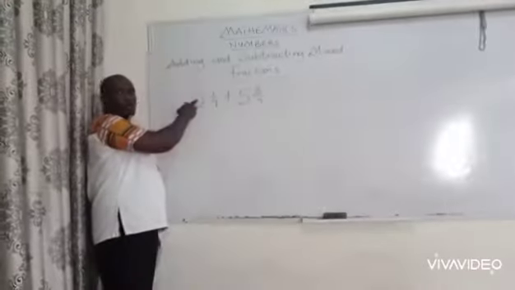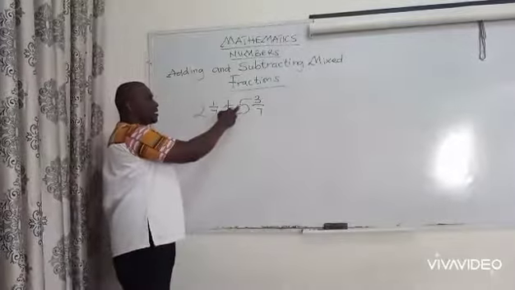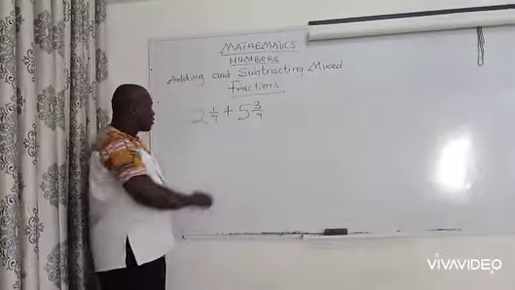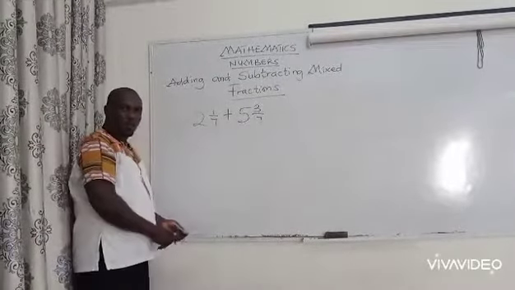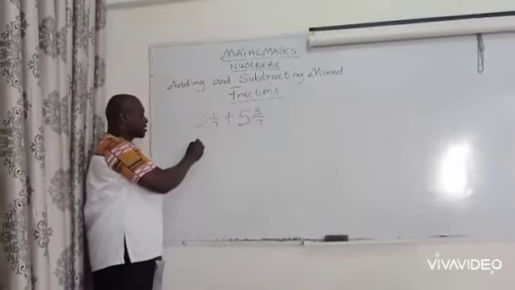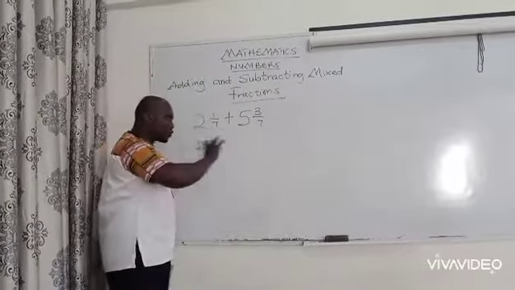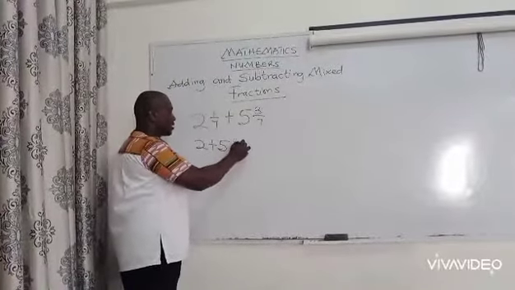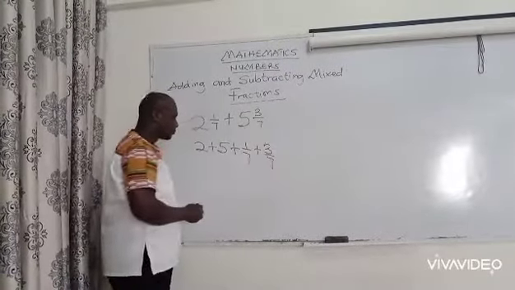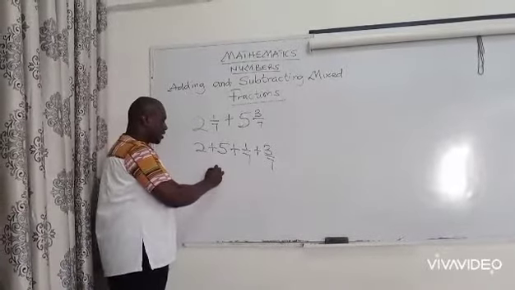So we have 2 whole number, 1 out of 7, plus 5 whole number, 3 out of 7. To add mixed fractions, what do we do? We add the whole numbers as 2 plus 5, and then we continue to add the fractions, 1 out of 7 plus 3 out of 7. So 2 plus 5 gives us 7.